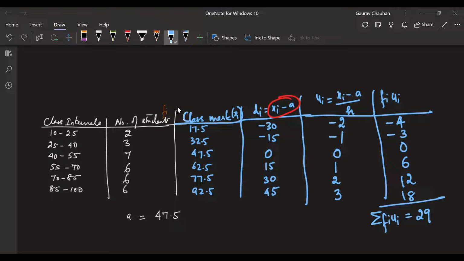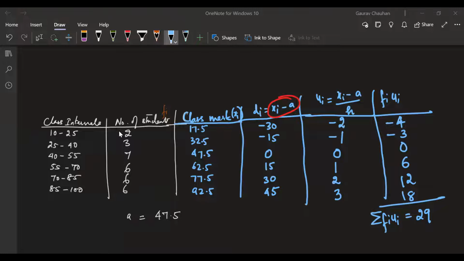Everyone with me so far? I have found sigma fi ui. Give me a thumbs up if you're with me so far. Okay, all right, stay with me. It's a simple process, we are just adding one layer of steps here.